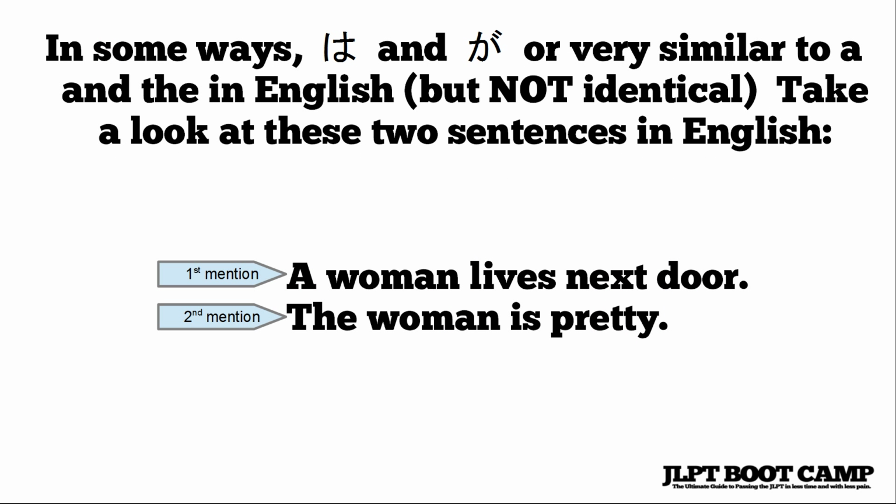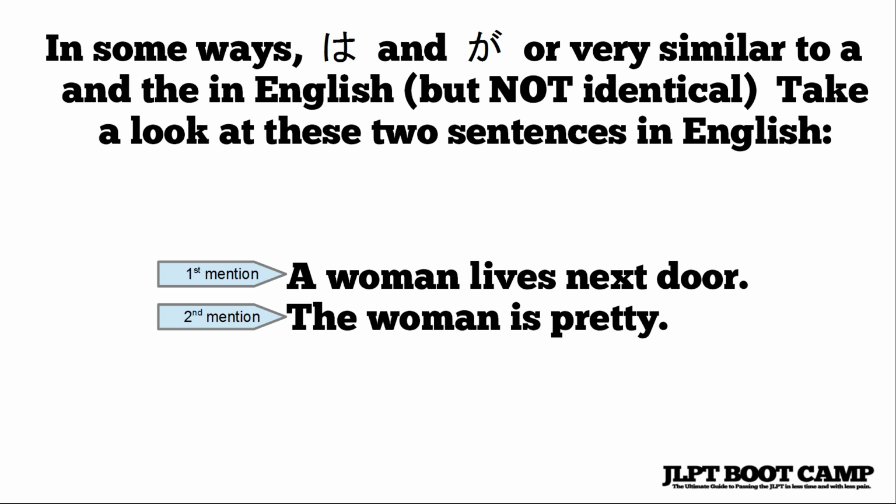Anyway, in some ways, of course, wa and ga are very similar to a and the in English, but of course not identical. They serve similar roles, but of course nothing's directly translatable, so kind of be careful with this analogy, if you will. So for example, take a look at these two sentences in English.